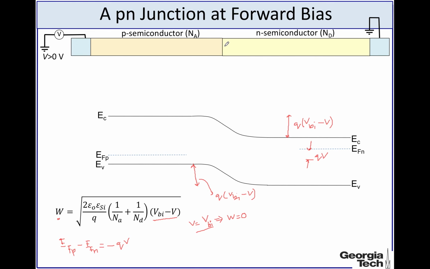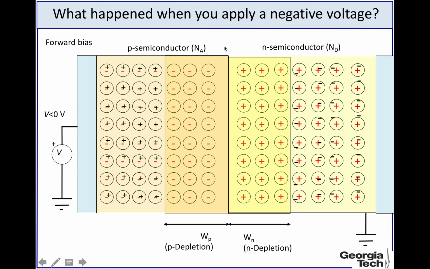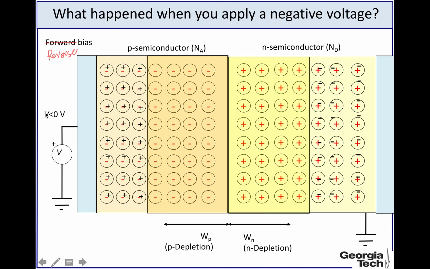All right. So now let's look at what happens in the reverse bias. So again, there is a typo here. This should have been reverse bias. And in the reverse bias, what we said in the previous lecture is that when the voltage at the p-type side is negative with respect to the n-type semiconductor, then the depletion width will increase.